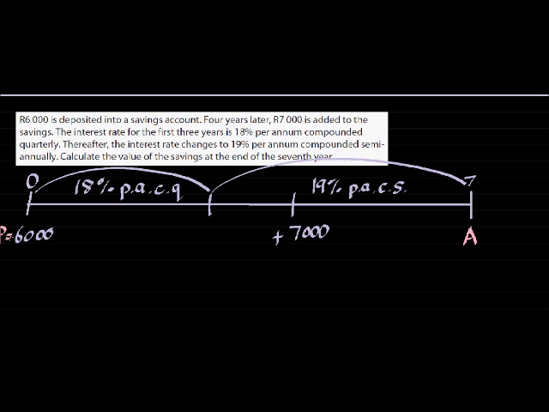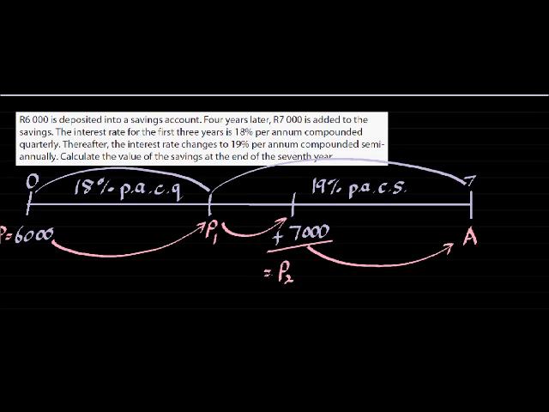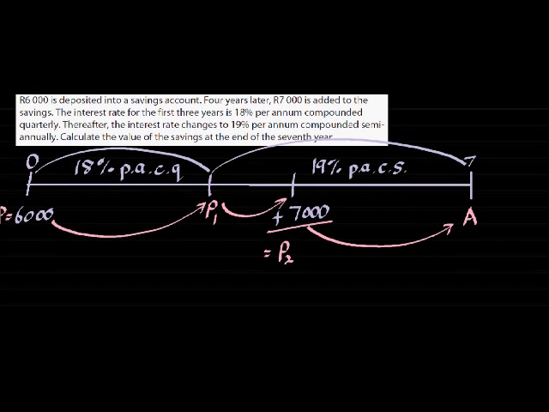And we see that this principal changes two times because of the changes that happen. So we're going to have a principal at the first change, a new principal. Then we're going to use that principal to get the principal at the second change. And finally, that second principal is going to be P. So we're going to add the 7,000 to get P2. And then finally, use that new investment to get to A.